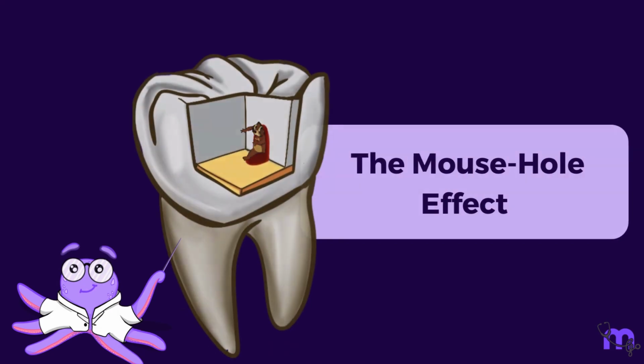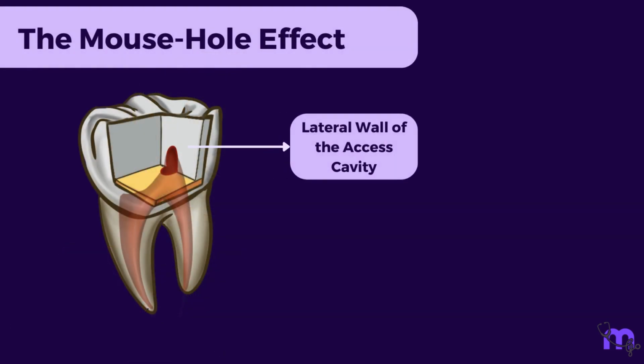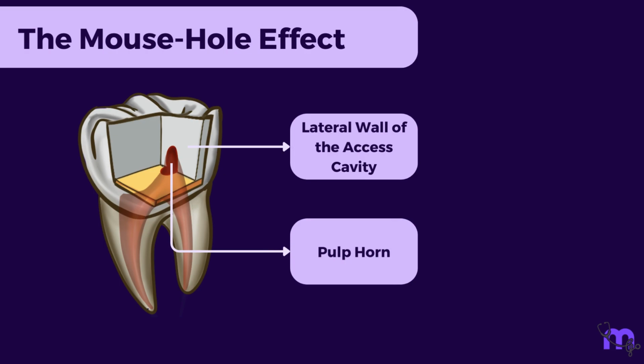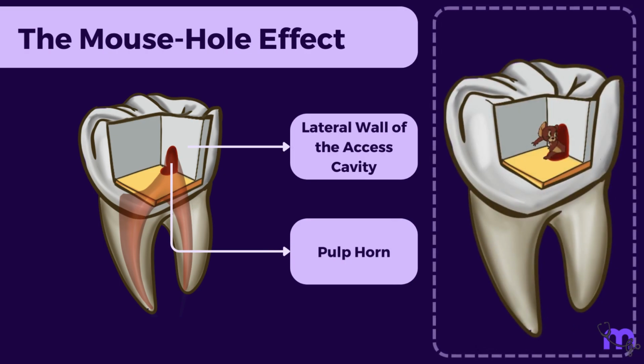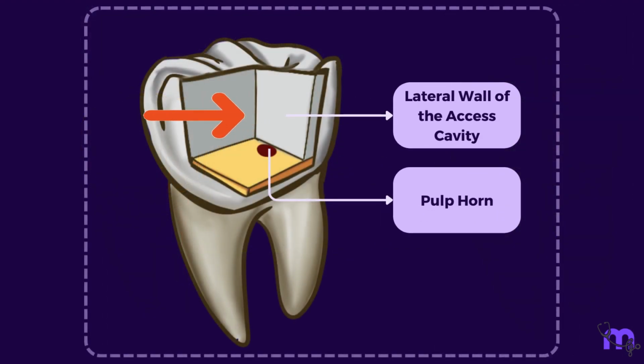Let's discuss the mouse hole effect. It is commonly seen when the lateral wall of the access cavity is insufficiently extended and the pulp horn portion of the orifice remains in the wall, looking like a mouse hole. The remedy is to extend the lateral wall of the cavity, removing all intervening dentin.